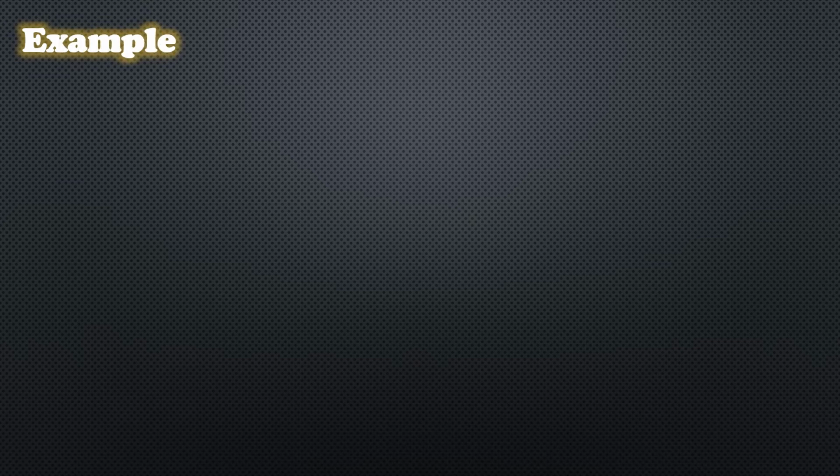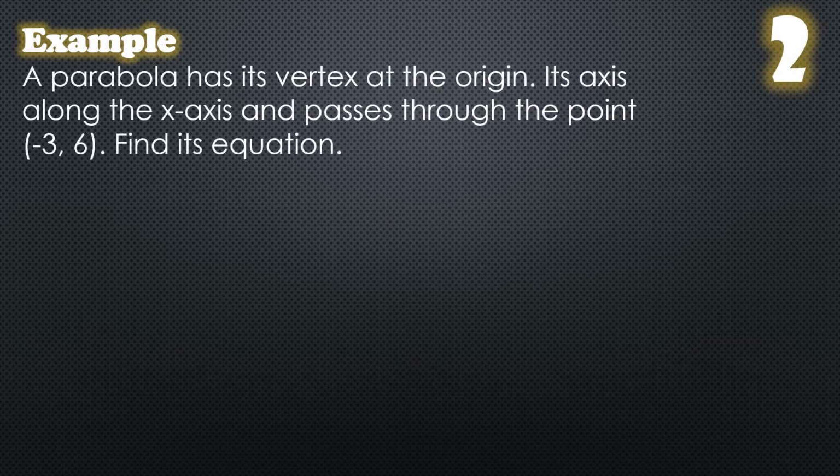Let us have another example. A parabola has its vertex at the origin, its axis along the x-axis, and passes through the point (negative 3, 6). Find its equation. We are given that the parabola has its vertex at the origin, the axis is along the x-axis, and passes through (negative 3, 6). So the parabola must be opening to the left, and the equation will be y squared is equal to negative 4cx.